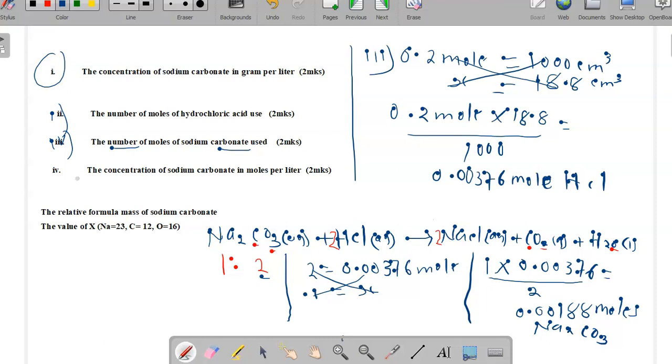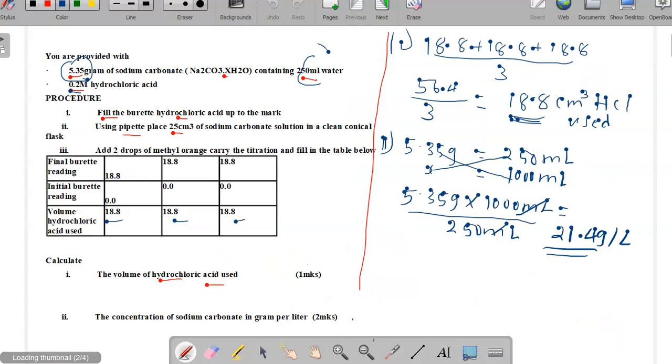So the next question is Roman 5. Question Roman 5, the concentration of sodium carbonate in moles per liter. Concentration in moles per liter means molarity. Here we have the number of moles of the carbonate used. We also have the volume of the carbonate used, 25. They are equal. So this is what we do.